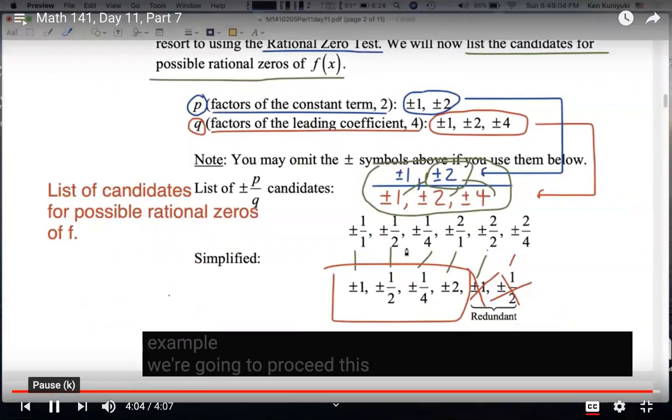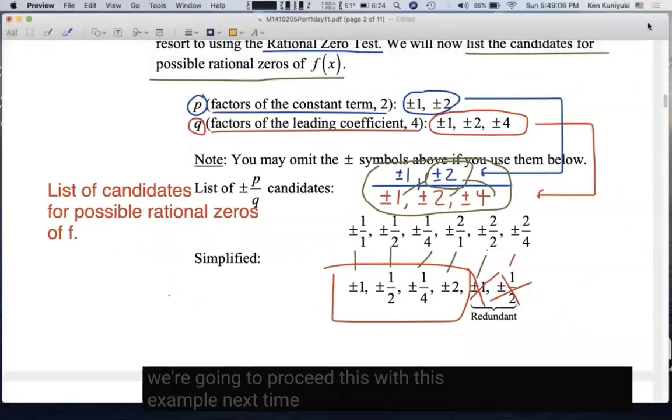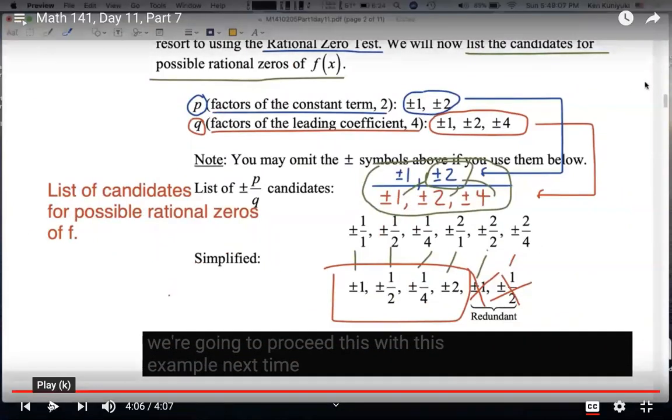We're going to proceed with this example next time. Okay. Any questions before we go on? Now, you're going to get some practice in the homework. Okay. And we're going to proceed with finding zeros, right? Questions in chat? Let's proceed.